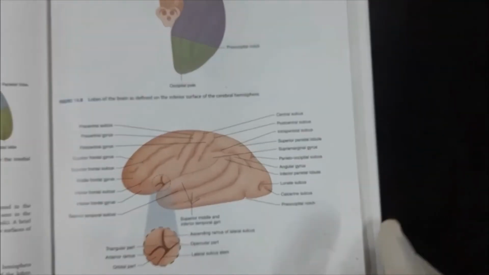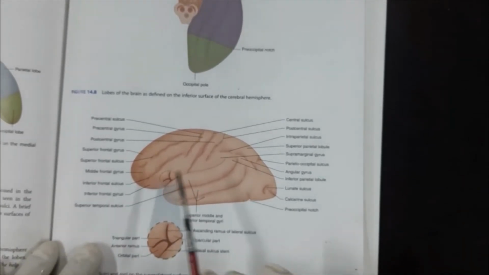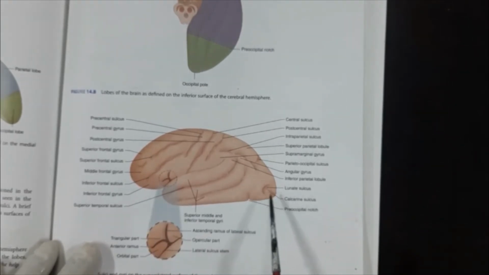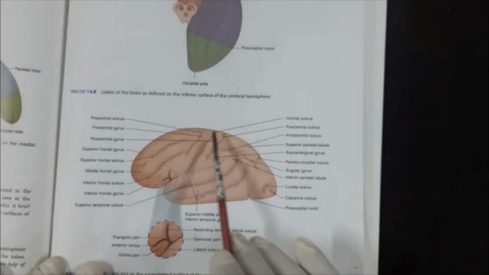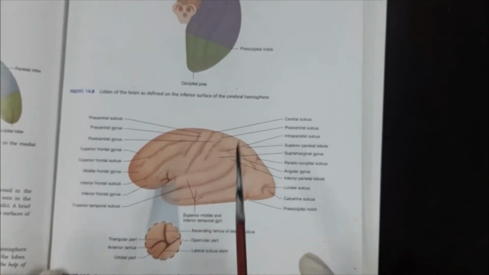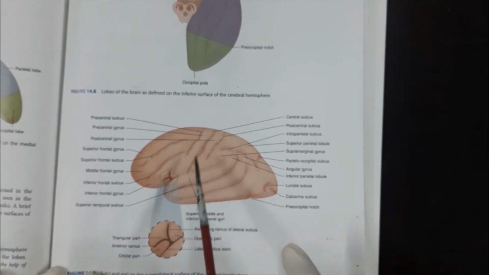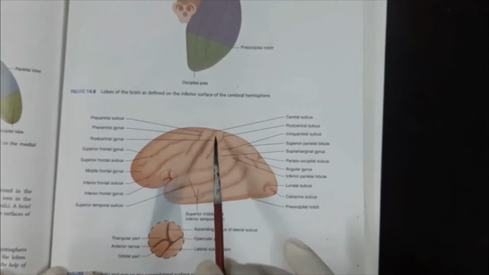See the sulci, a very quick revision of these sulci and gyri on the superolateral surface. This is the frontal pole, this is occipital, and this is temporal. And what you see here is the superomedial border and inferolateral border. This is the posterior ramus of the lateral sulcus. Now see this important sulcus. This is the central sulcus, which divides the frontal lobe anterior to it and a part of the parietal lobe posterior to this central sulcus.